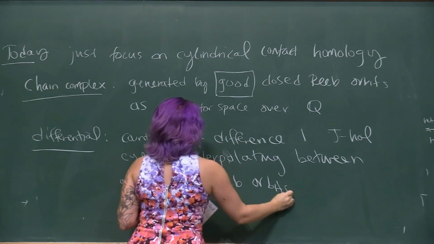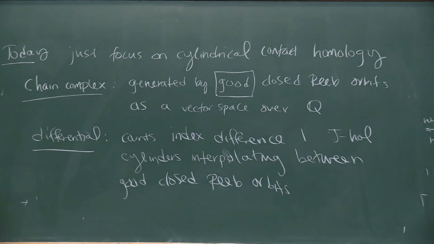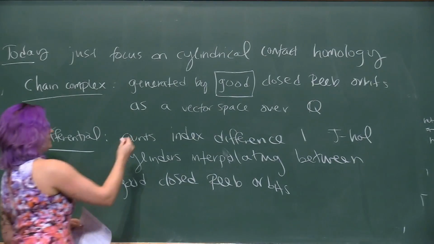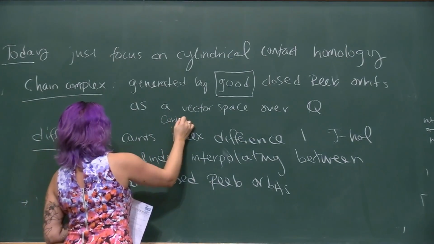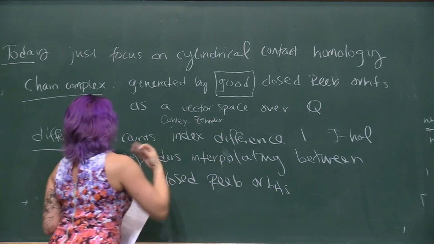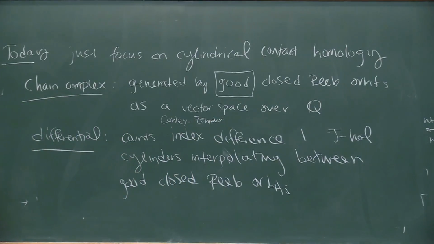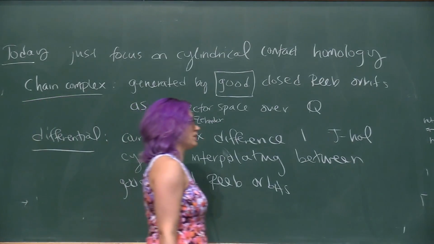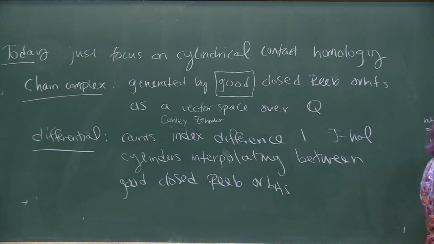And in the contact world, the sort of index we're going to be using is the Conley-Zehnder index, which is a Maslov type index. And it's a sort of winding number that you can associate to an arc of symplectic matrices. And we'll see how to extract an arc of symplectic matrices, basically when we restrict the flow of the Reeb vector field to the contact distribution.